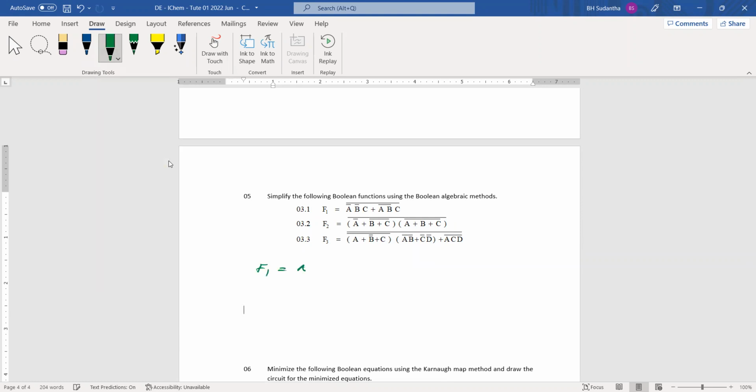F1 equals A bar B bar C plus A B bar C. F2, A bar.